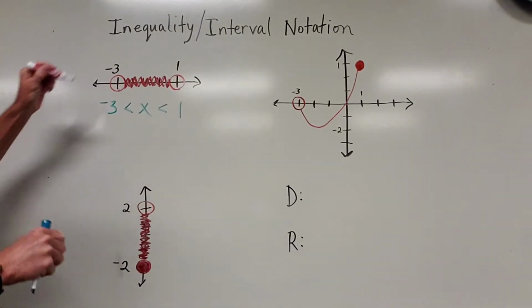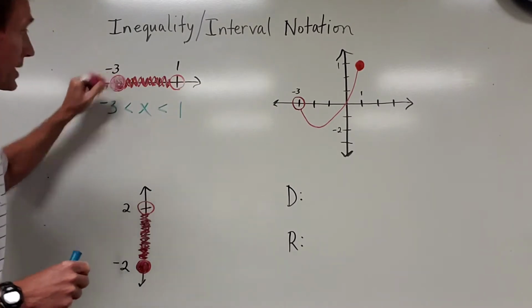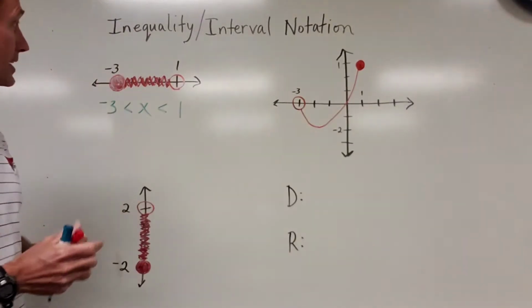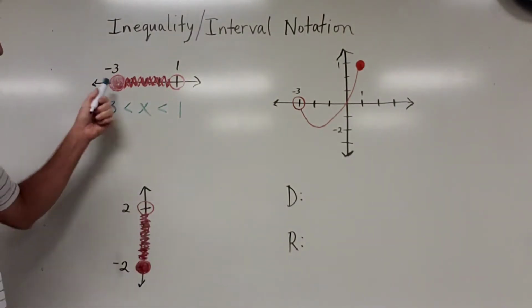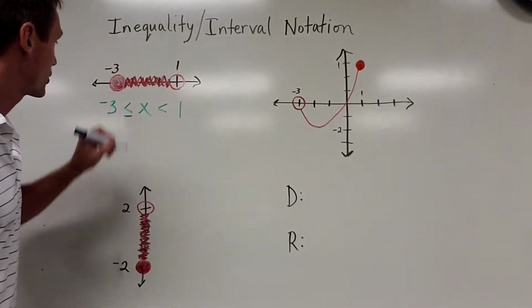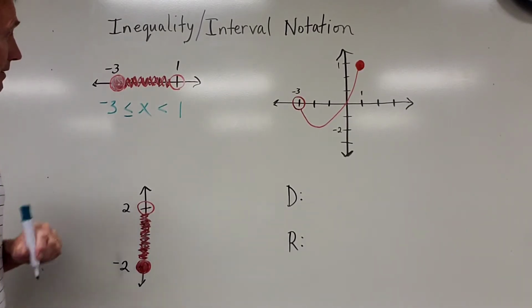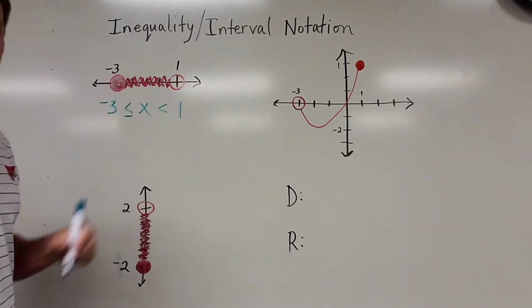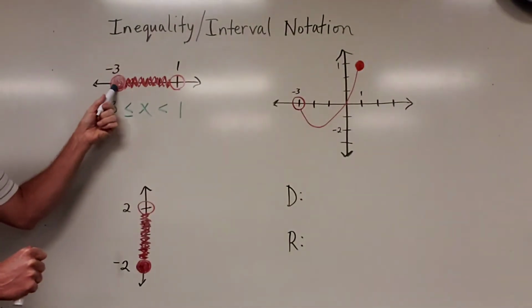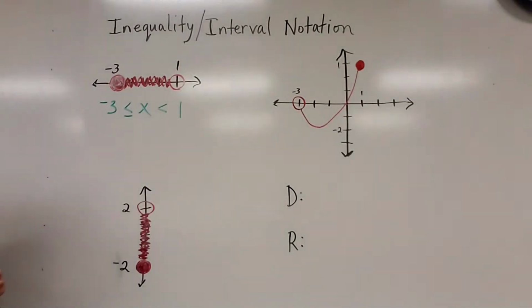Now, if we were to include the -3, that would be a filled in circle. Okay, that means it is including -3, so it is also equal. That would change our sign to x is now greater than or equal to -3. Okay, so fairly simple concept. Open circle is either less than or greater than, depending on which way we're going. If it is filled in, closed circle, that would be equal sign needed with that.